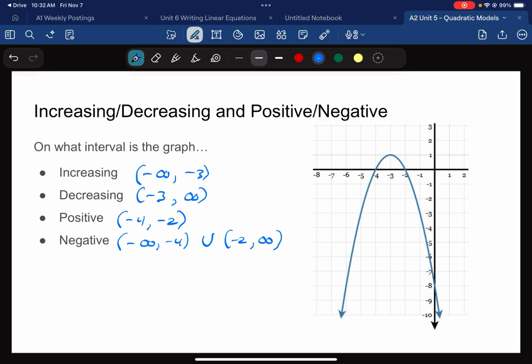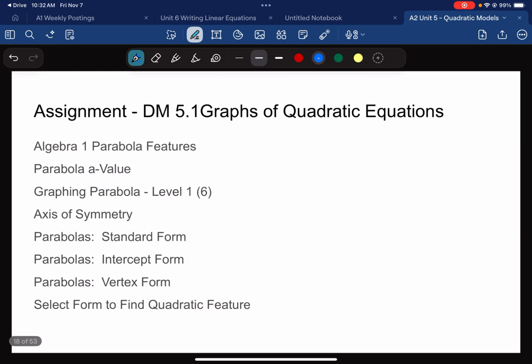Okay? All right. In this assignment, you're going to see some questions about features of a parabola, the a value, opening up or down. Just remember that when the a value is large, it's a steeper graph, and when it's small, it's going to be a wide open graph, like a smile face. Positive a up, negative a down. You're just going to match some a values with graphs on that.